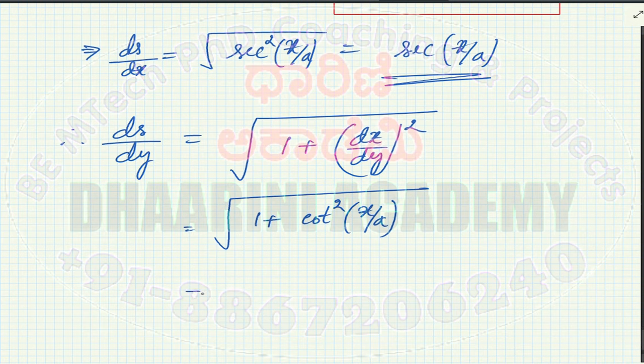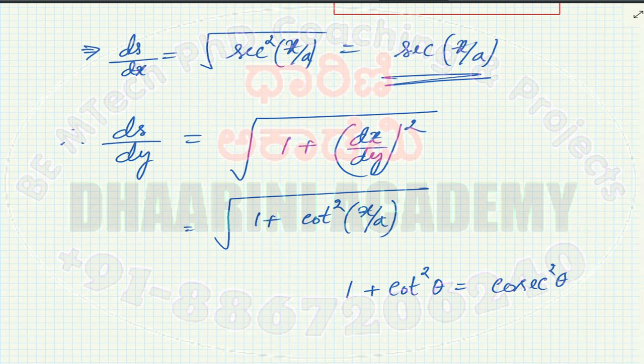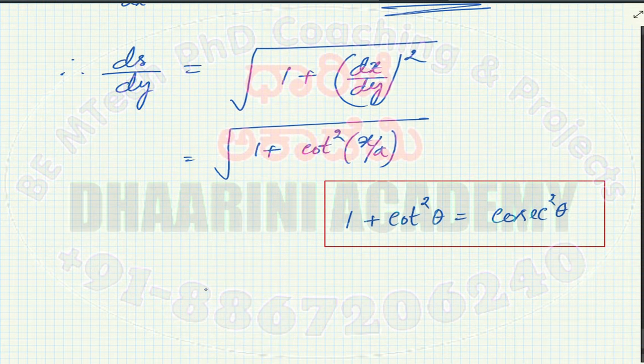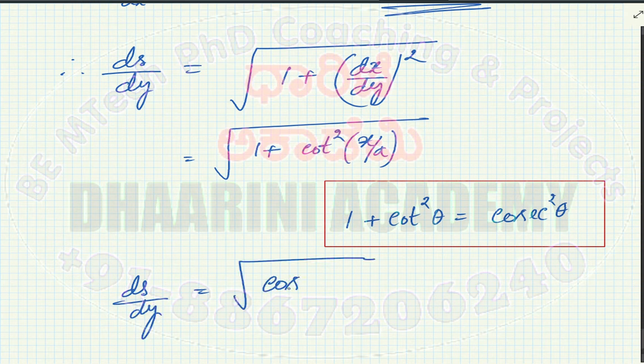So what is 1 plus cot square function? Once again, let us use the trigonometry. From basics, we can write 1 plus cot square theta is equal to cosecant square theta. So this is the trigonometric identity we can use in this case. Therefore ds by dy is equal to square root of cosecant square of x by a. So root and square cancel, and you get the answer cosecant of x by a, which is the proof.